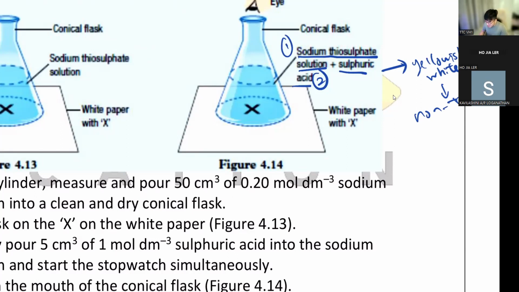And what happens when they become non-transparent? This X will disappear. And how long they take to disappear, that's the rate of reaction. So if I use very concentrated solution, this X will disappear very quickly. If I use very diluted, not so very watery solution, this X will disappear very slowly.